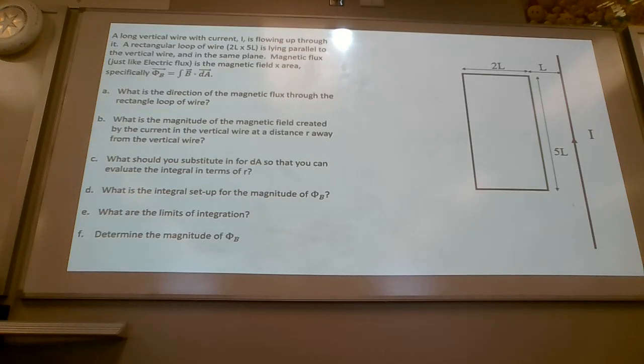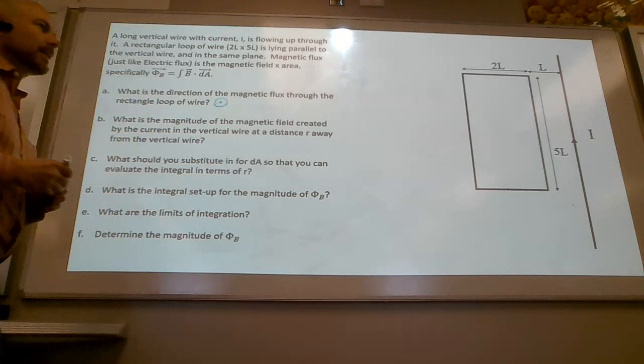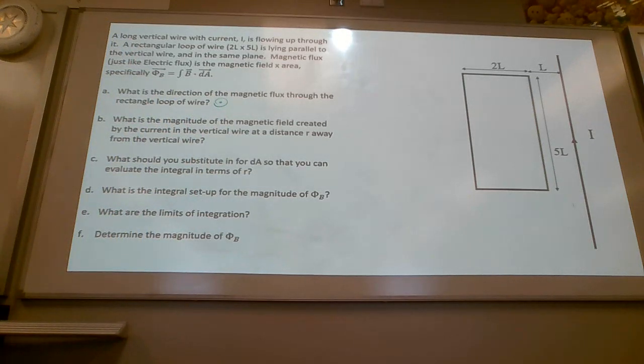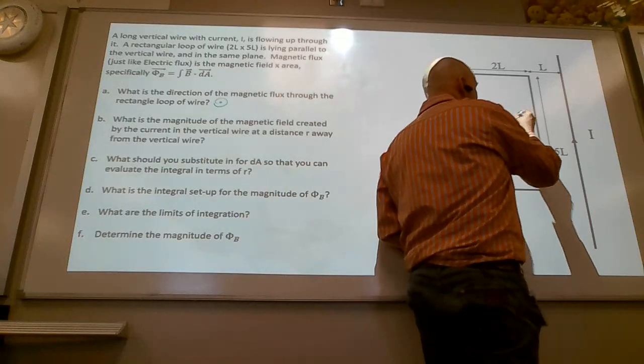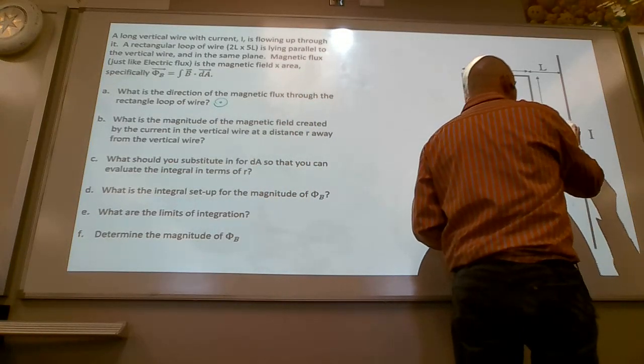So what is the direction of the magnetic flux through that? This is always going to be in the same direction as the magnetic field, which would be out of the page. What is the magnitude of the magnetic field created by the current in the wire at a distance r away from the vertical wire? I want to know how strong the field is right there, that distance away.